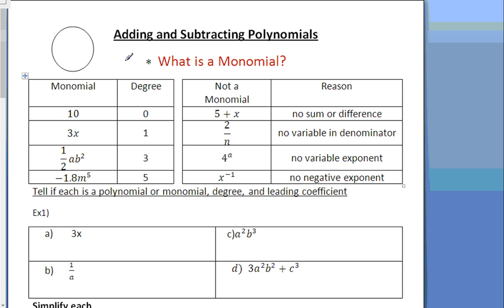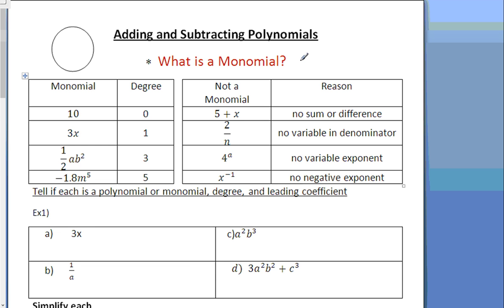Okay, today I'm going to be teaching you how to add and subtract polynomials. But before we get to polynomials, we need to talk about a few things, get a couple pieces of vocabulary down: what a monomial is, and also what a polynomial is, all right? The first thing we're going to talk about is monomials.